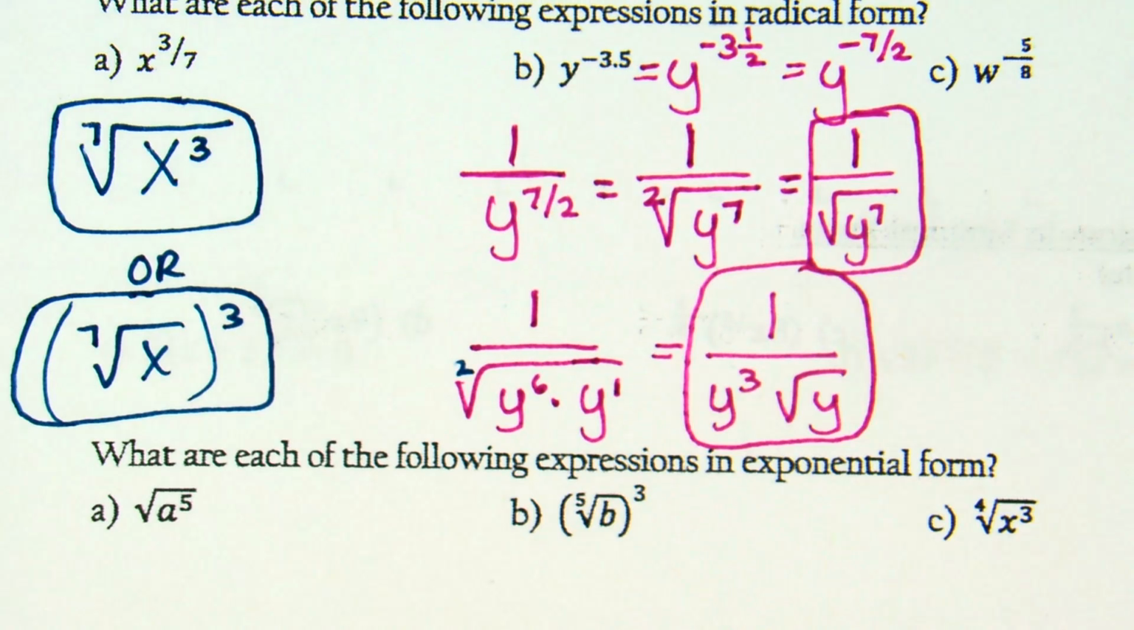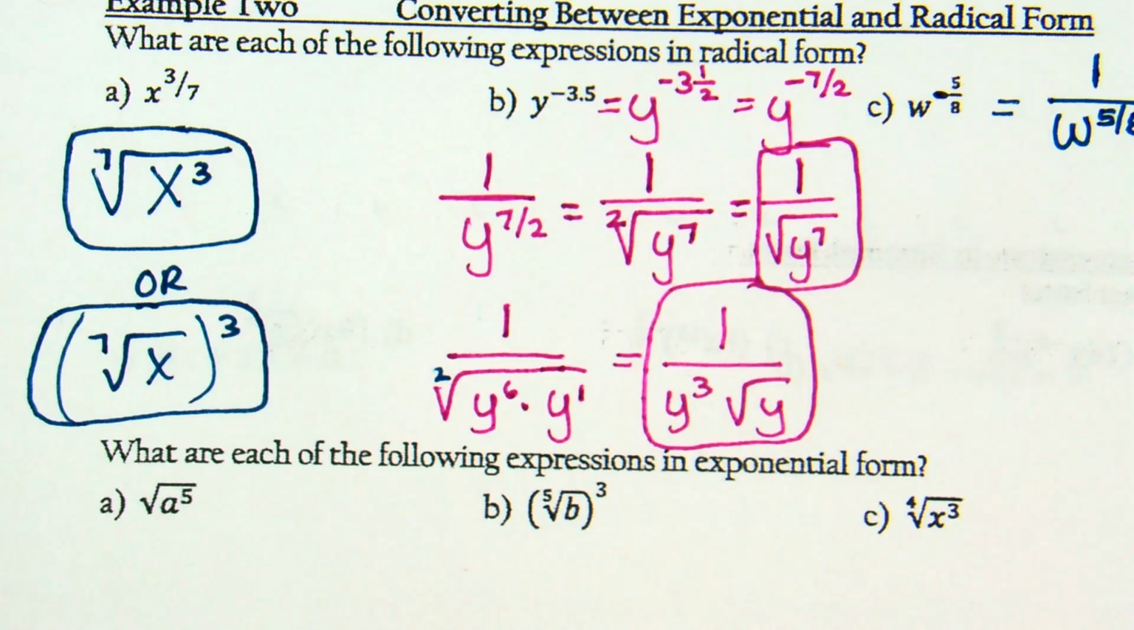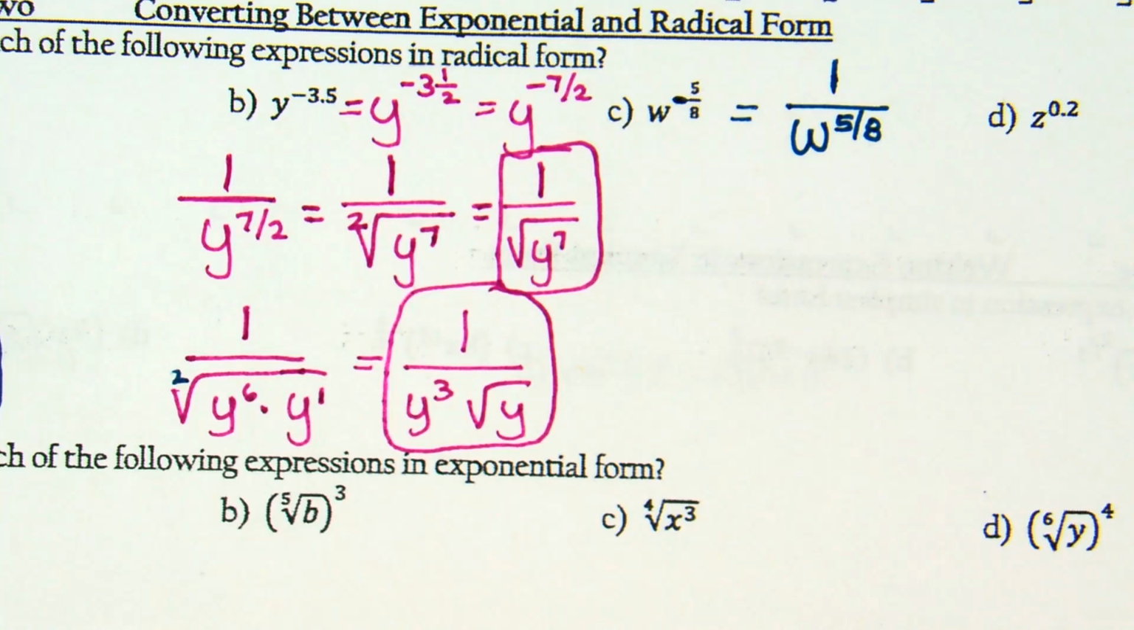Okay, they want radical form. Are we there yet? There we go, guys. 1 over some square root. W is my base. It goes under. Denominator is 8. So this is the 8th root of W to the 5. Are there any perfect 8th roots in there? No, there's only 5 W's. So there can't be any 8th roots. So we're going to leave it as 1 over the 8th root of W to the 5th.